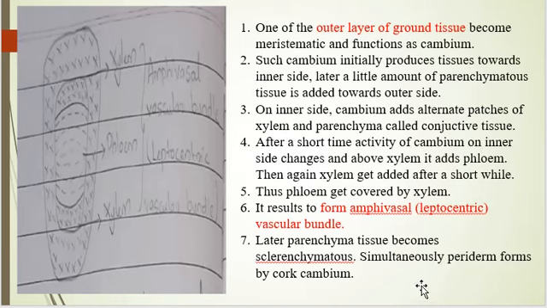The latter parenchyma tissues become sclerenchymatous. Simultaneously, periderm forms by the cork cambium. Look at this figure.